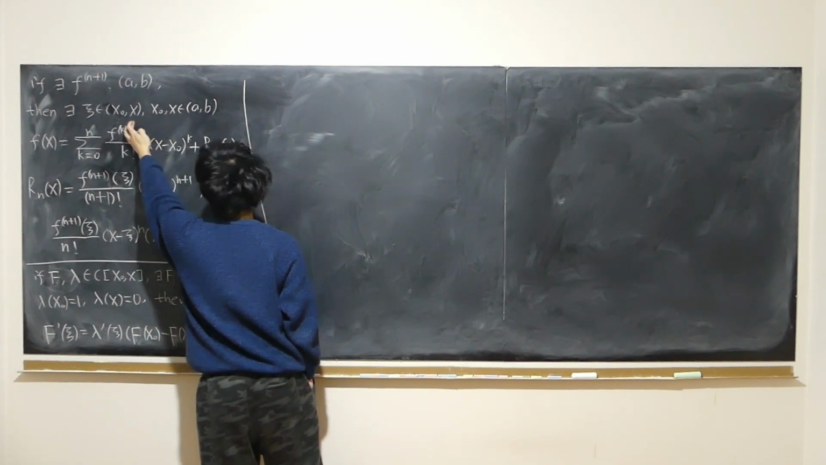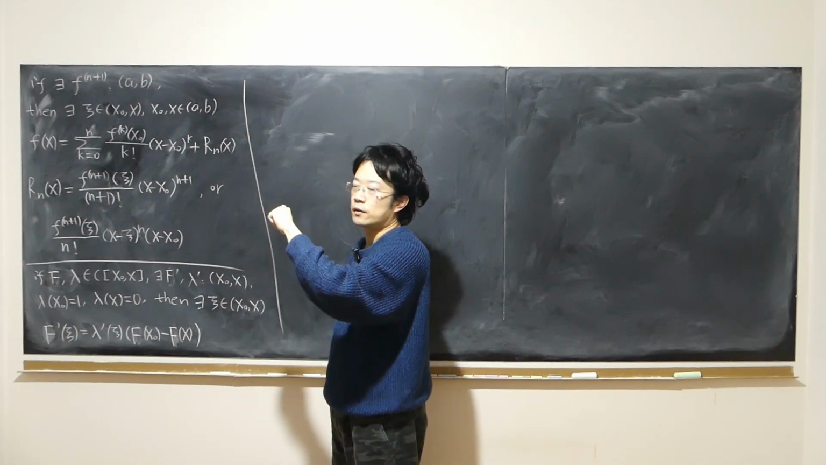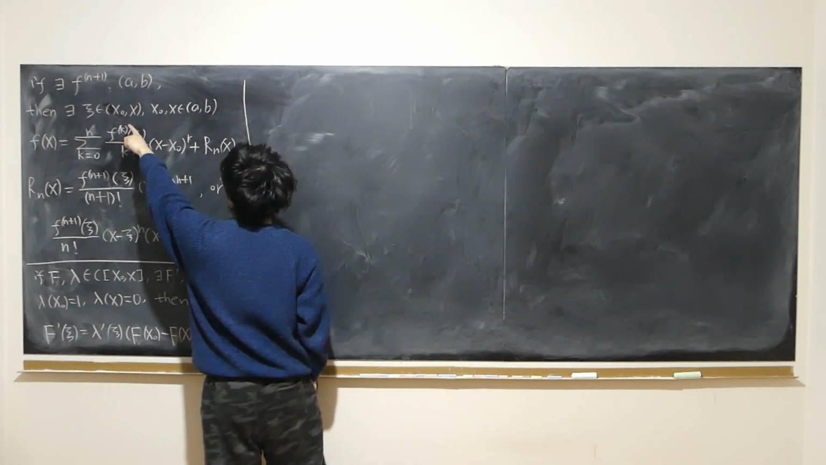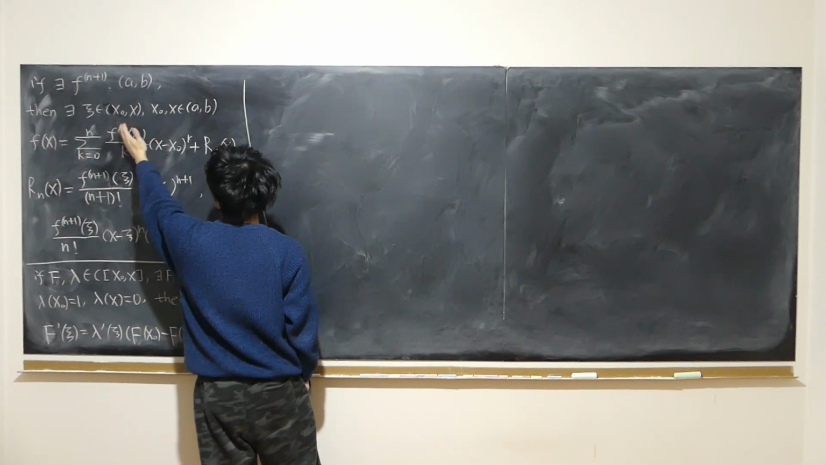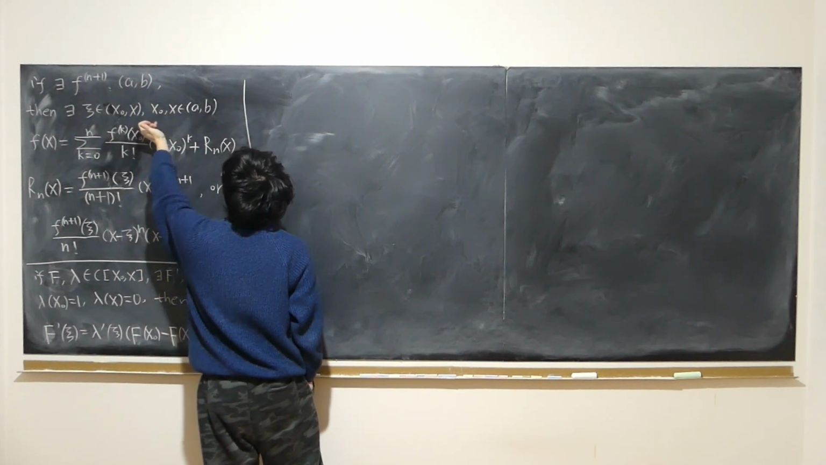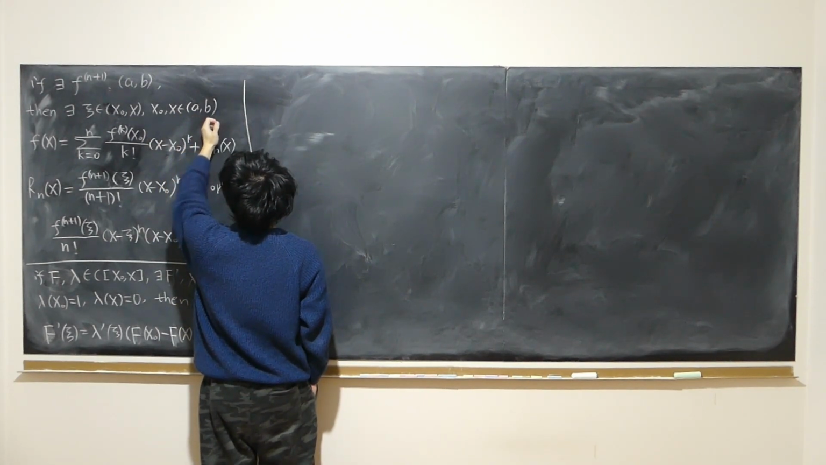Usually x is known to be a variable, it's changing, but for now, let's just hold it fixed. Hold both x naught and x fixed, without any restriction, nothing special. Then, of course, x naught and x are within the open interval (a, b).